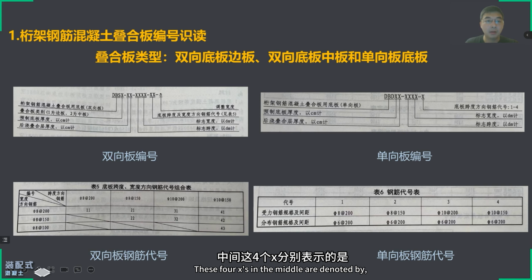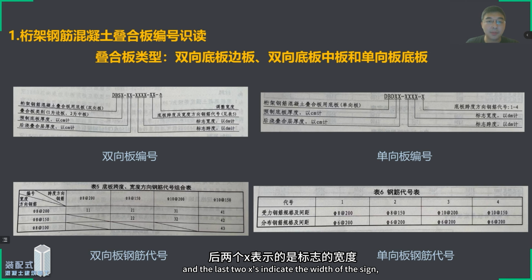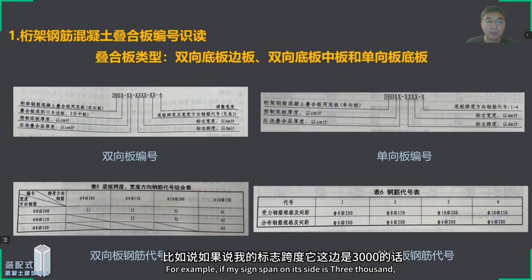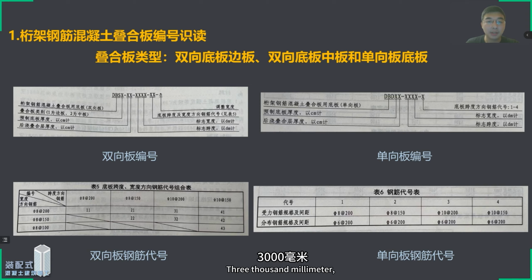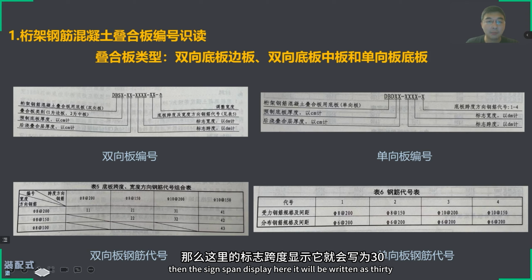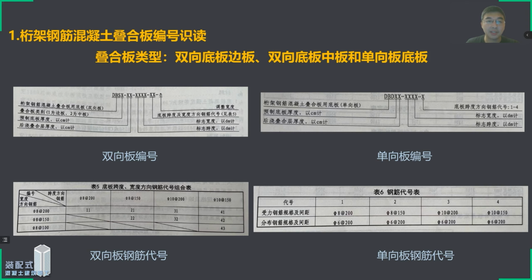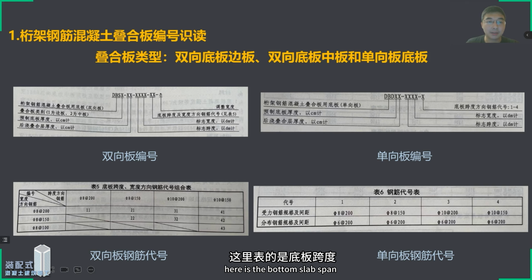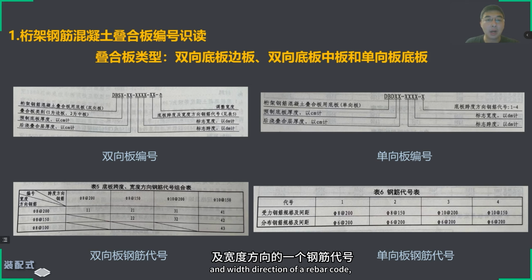These 4 X's in the middle are denoted as follows: the first 2 X's denote the sign span, and the last 2 X's indicate the width of the sign. They are measured in decimeters, that is, in centimeters. For example, if the sign span on its side is 3000 millimeters, then the sign span displayed here will be written as 30. Then the X at the back of the 2X is the rebar code for the bottom slab span and width direction.